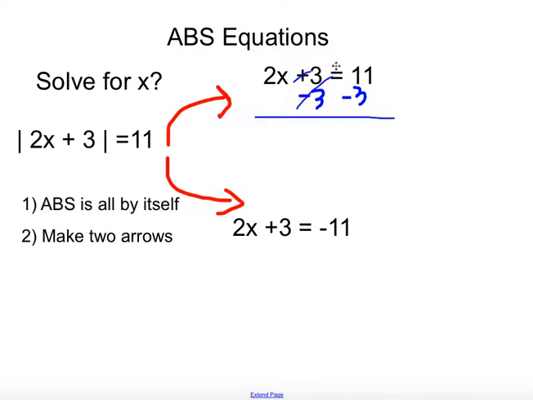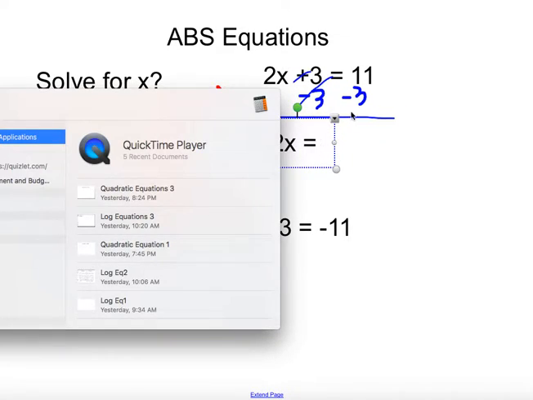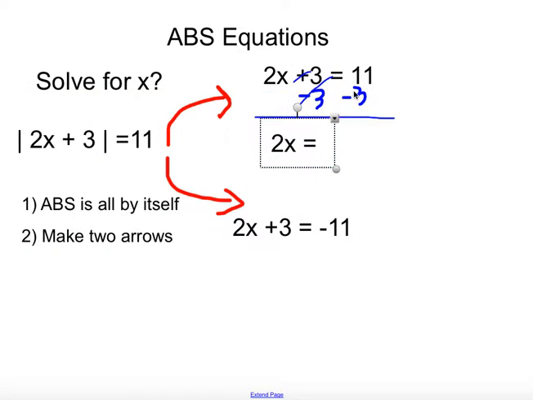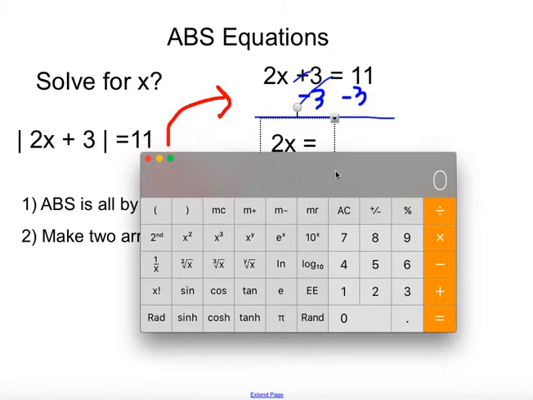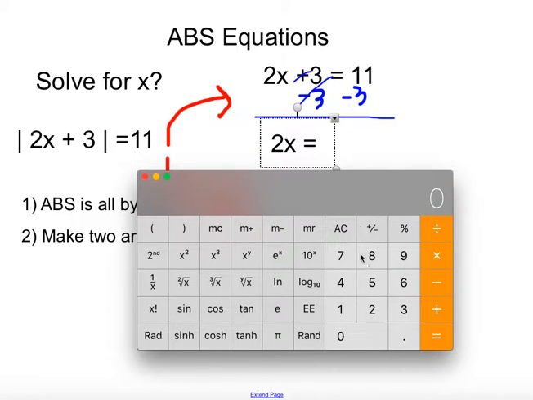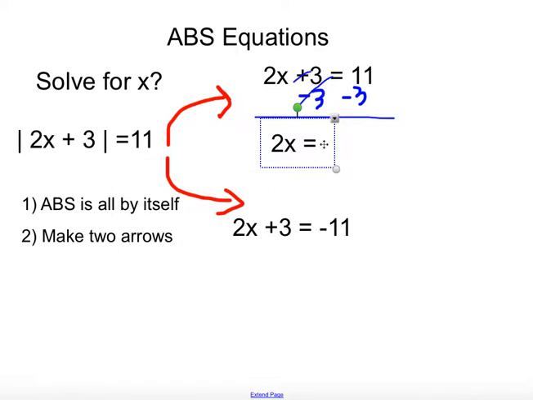Beautiful. Okay. I subtract 3 from both sides in order to find the x by itself. 11 minus 3. You can use a calculator. You open your calculator and simply write what we have here: 11 minus 3. 11 minus 3 is going to be 8. So 2x is equal to 8.